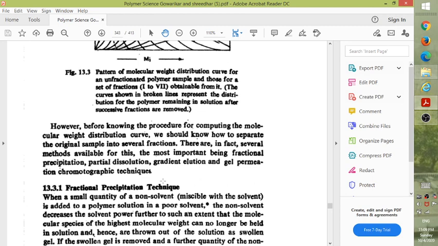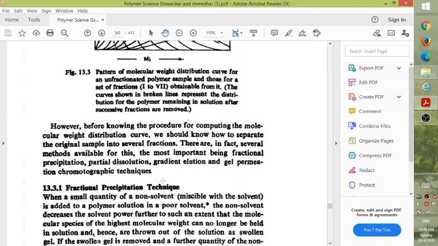However, before knowing the procedure for computing the molecular weight distribution curve, we should know how to separate the original sample into several fractions. Suppose I give you a polymer and tell you to make fractions of it. How will you make it? There are in fact several methods available for this, the most important being fractional precipitation, partial dissolution, gradient elution and gel permeation chromatographic technique. So let us see one by one.